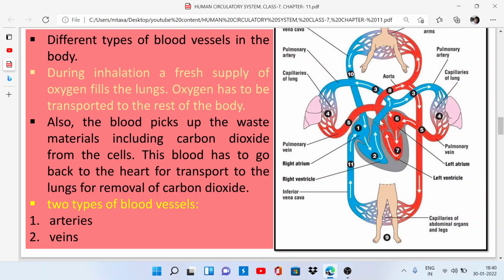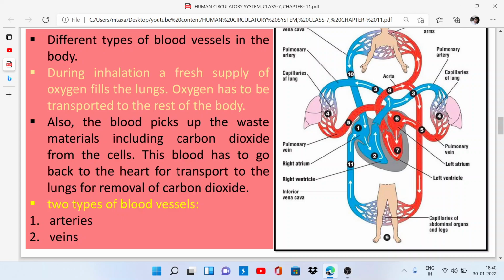These are the arteries which carry blood from the heart. Arteries are the blood vessels which carry blood from the heart to different body parts. These arteries are known as the pulmonary artery, which carries carbon dioxide rich blood from the heart to the lungs. In the lungs, again there will be the exchange of gases, so CO2 will be removed from the body.